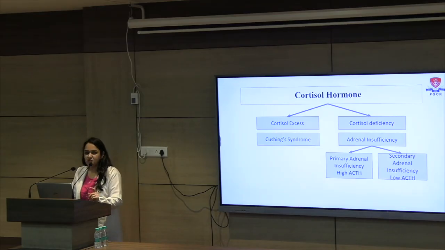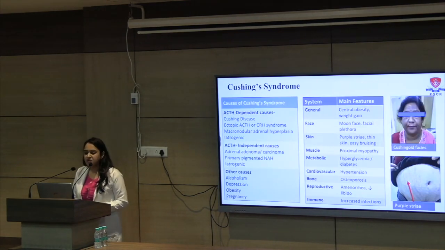Now the abnormalities associated with cortisol hormone. Cortisol excess causes Cushing syndrome, and deficiency of cortisol leads to adrenal insufficiency, which can be primary adrenal insufficiency or secondary adrenal insufficiency. Now coming to Cushing syndrome.